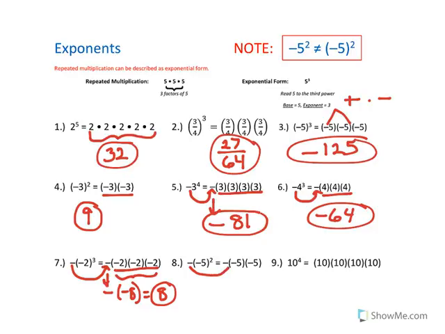Same thing, bring that down, negative, and then 5 times 5 is a positive 25. So our answer is negative 25.